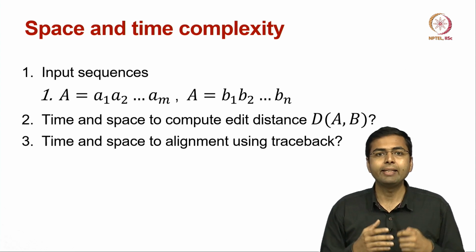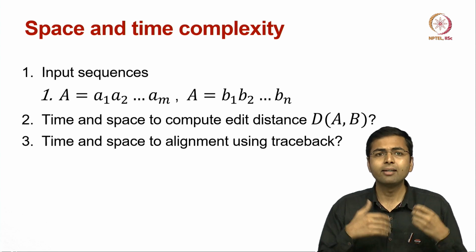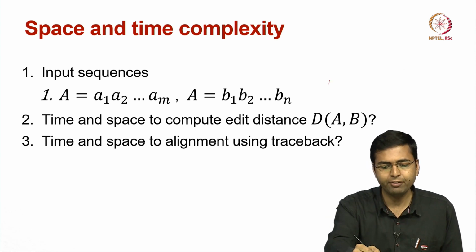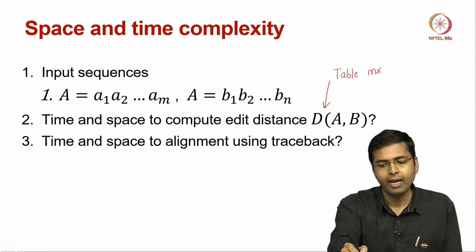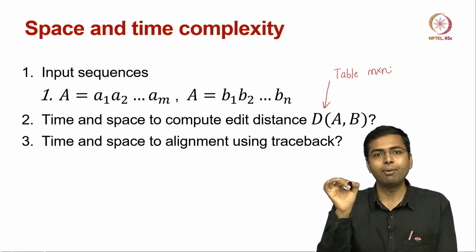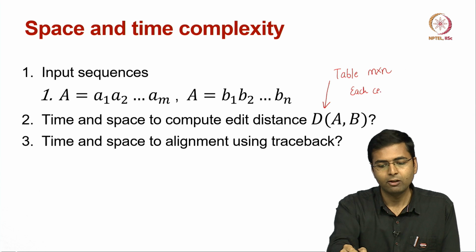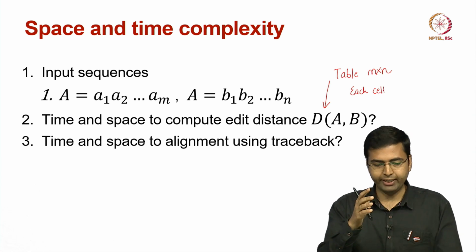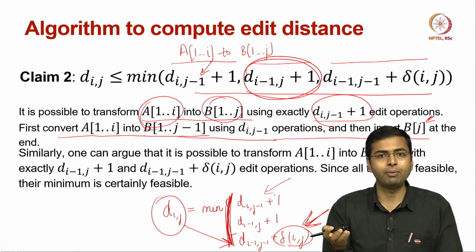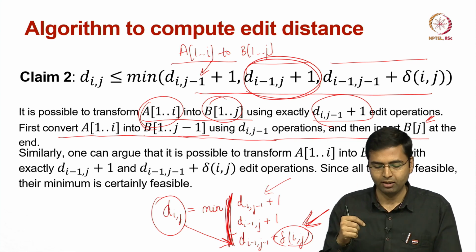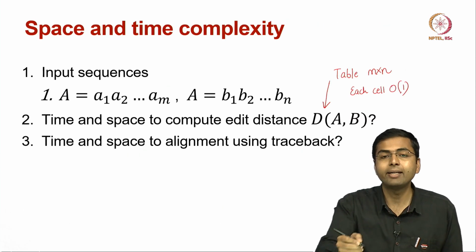How much time are we spending in this algorithm? To compute the time and space, observe that for edit distance we are solving a table of size m cross n, and each cell of that table requires constant time, because we are only considering 3 possibilities in the recursion. Moving back in this recursion we are only considering 3 possibilities, that is up, left and diagonal. So, that is an order 1 operation. Each cell requires order 1 time to compute.